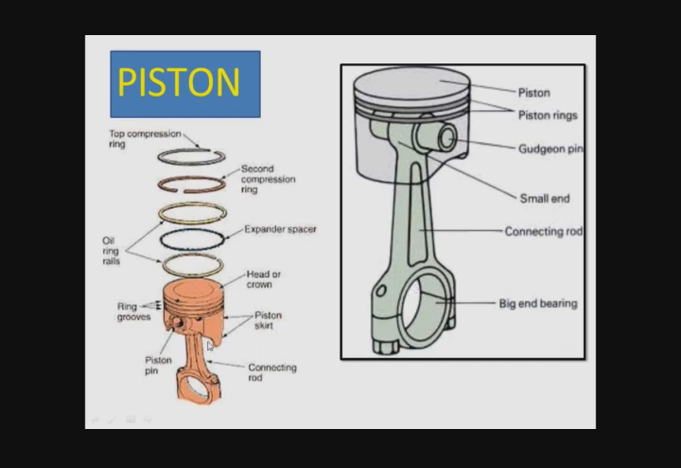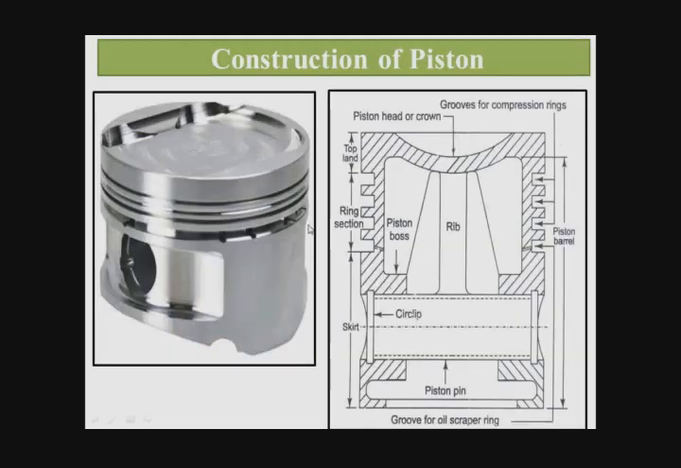So here one more figure is given of the piston. These are called the rings. These are called the piston rings. Piston rings will be fixed on the circumference of the piston. While reciprocating, these rings will come in contact with the cylinder. So this is just some schematic of the piston. Let us see in detail one by one.